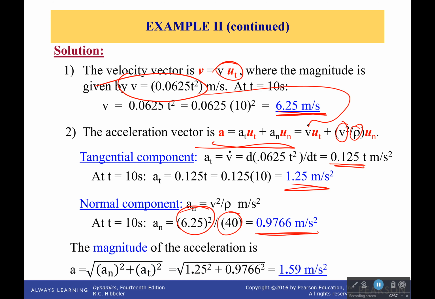To take the magnitude, we simply put them into our equation, where we square each component, add them together, and then take the square root. Okay, so this time it was actually much more simple. If you see equations with time in it, it's usually going to be a pretty easy problem. It's when they have equations in terms of velocity or equations in terms of the path that things get a little bit more hazy, and you're going to have to use those chain rules.